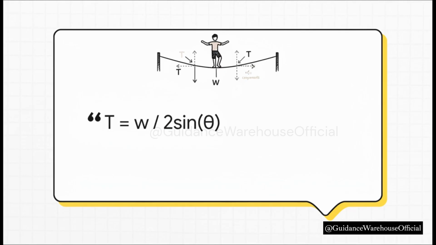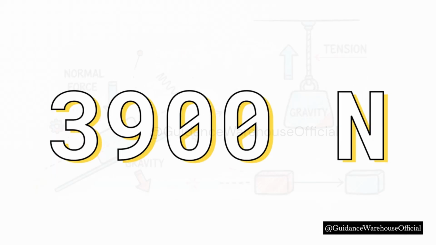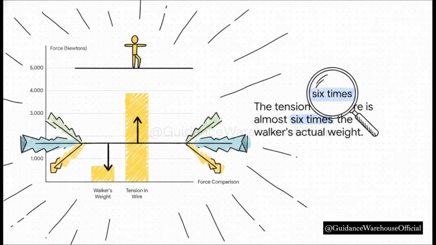The math for this works out to be the walker's weight divided by twice the sine of that tiny little angle. So let's plug in the numbers. We've got our 70-kilogram walker and that tiny 5-degree angle. And the tension in that wire comes out to, wait for it, an absolutely staggering 3,900 newtons. Yeah, you heard that right. Let's really put that into perspective. The walker's actual weight is only 686 newtons. The tension in the wire is almost 6 times more than he actually weighs.